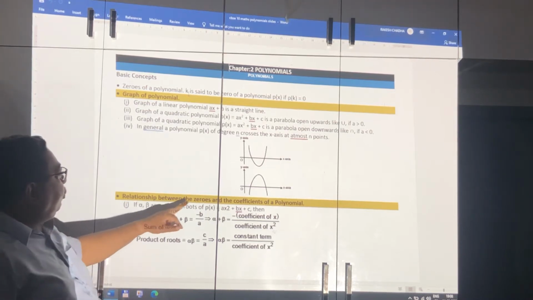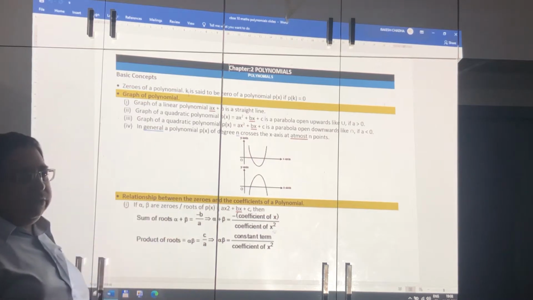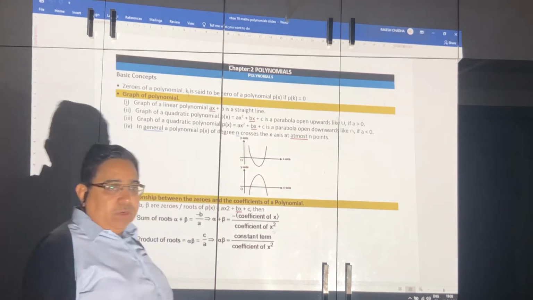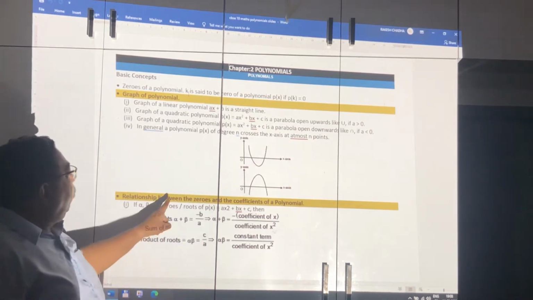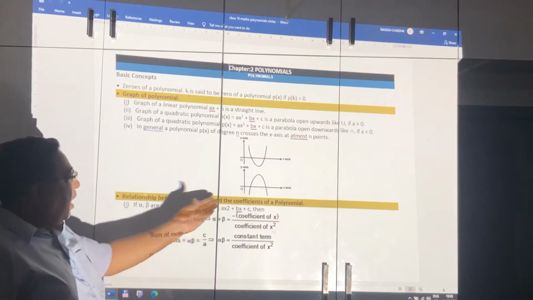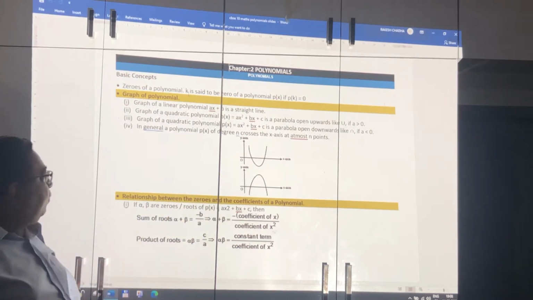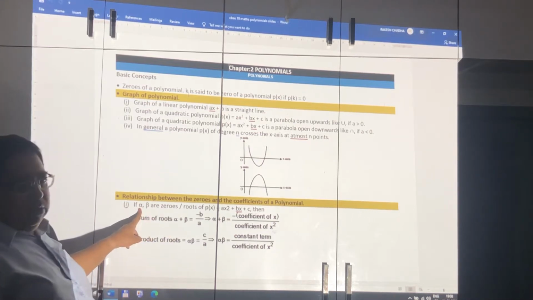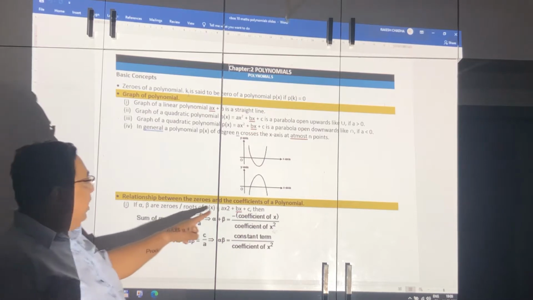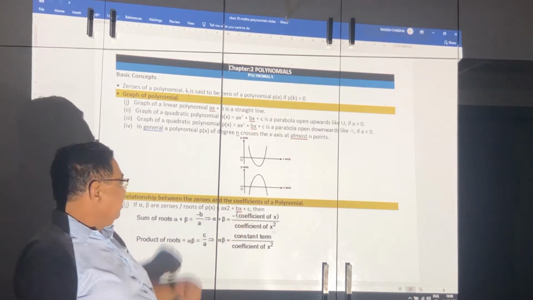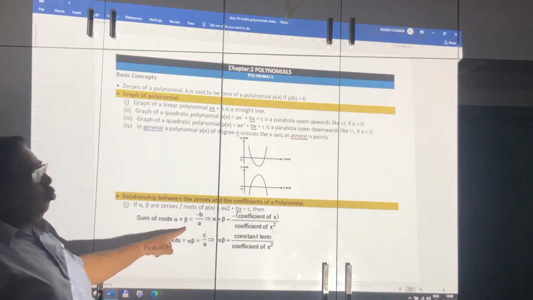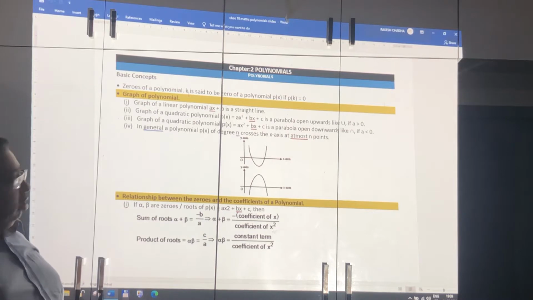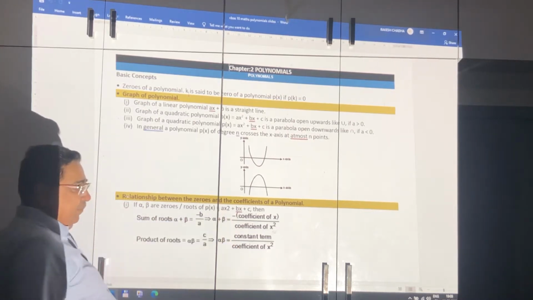What is the relationship between the zeros and the coefficients? Just to remind you, my friends, the coefficients are a, b and c. So, what is the relationship between the zeros, that is the roots, and the coefficients a, b, c? If alpha and beta are the zeros, the roots, and the equation is ax square plus bx plus c, if I add the roots, the solutions, I will get minus b upon a. Always minus b upon a.